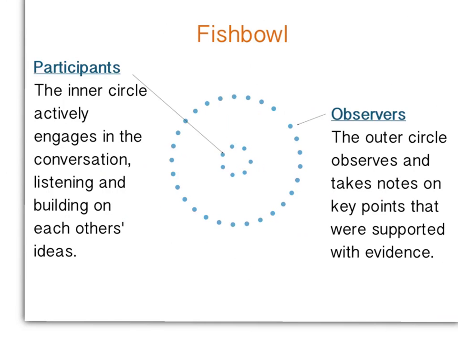We begin by forming a small group in the center. This inner circle will engage in a conversation, listening and building on each other's ideas. For our activity, please discuss what you wrote on your T-chart and share the evidence about what accountable talk looks like and what accountable talk sounds like. Everyone else moves their chairs to form a large circle around the fishbowl. This outer circle observes and takes notes on key points that were supported with evidence. Then in the end, we'll debrief.